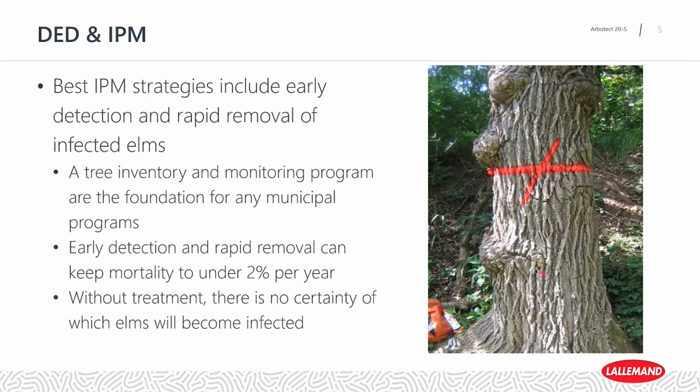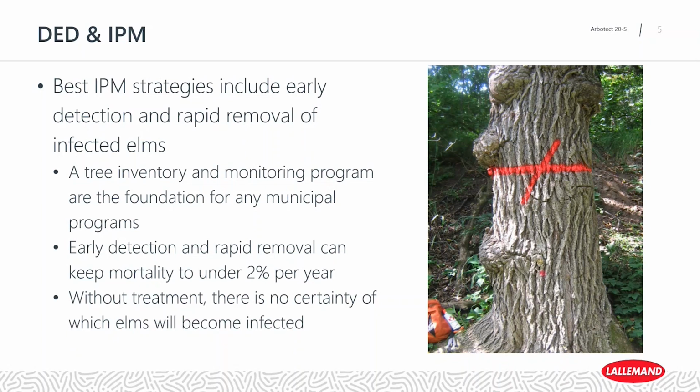Now, Dutch elm disease is difficult to control, and without proper management, it can wipe out a large population of elms in just a few years. However, with a properly implemented management program, the effects of the disease can be greatly reduced. So an effective Dutch elm disease management program includes 4 parts of control. Firstly, rapid detection and rapid removal of diseased elms. Mostly, we use a tree inventory and a monitoring program. Those are basically the foundation.